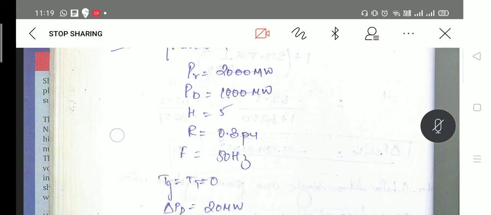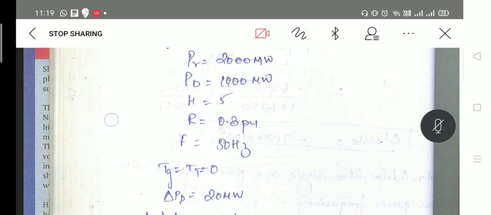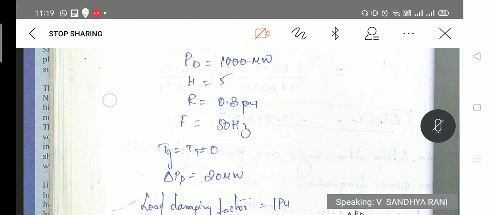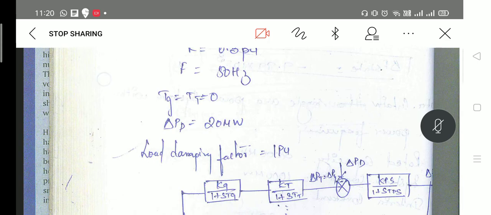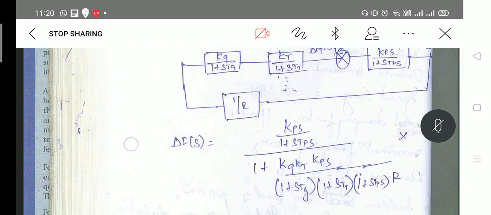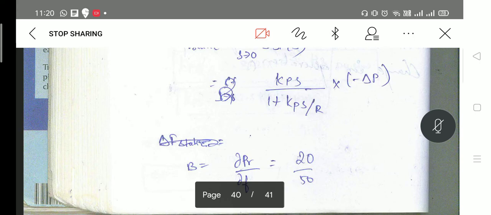Given data here: PR is equal to 2000 megawatts, PD is equal to 1000 megawatts, H is equal to 5, R is equal to 0.3 per unit, F is equal to 50 hertz, Tt is equal to 0, and delta PD is 20 megawatts. Load damping factor is 1 per unit. Already we found delta F static, no need to find it again: Kps by 1 plus Kps by R into delta P.